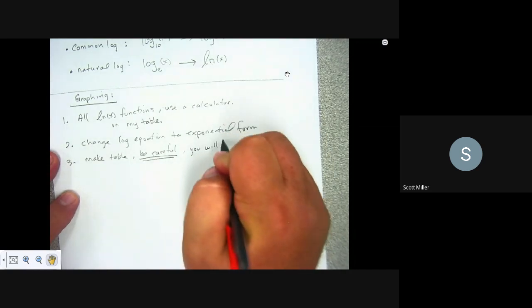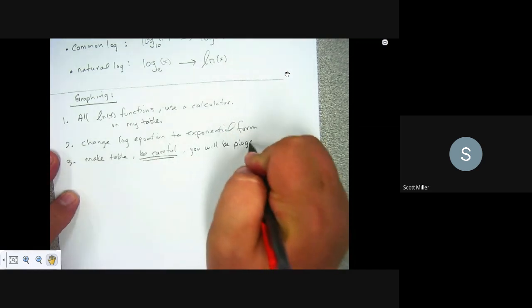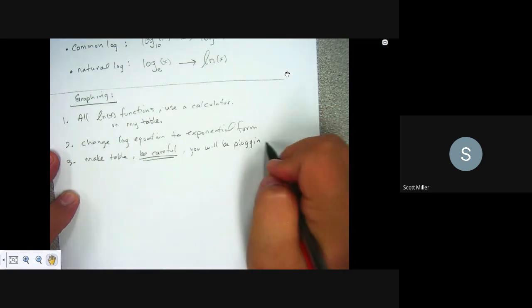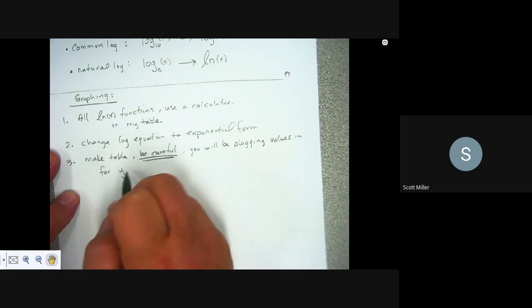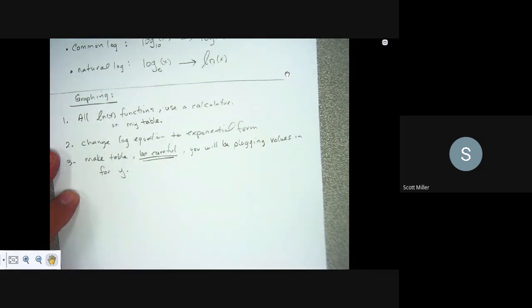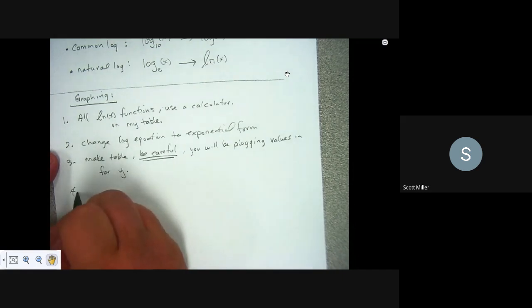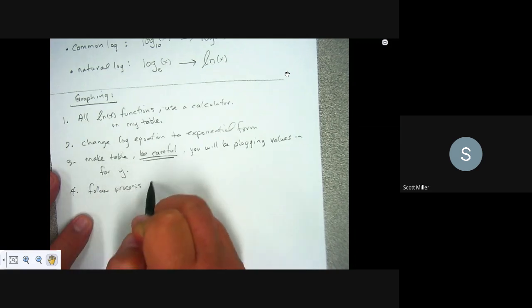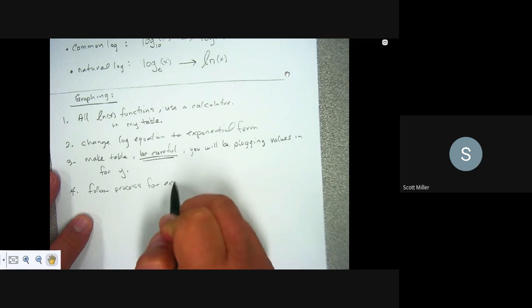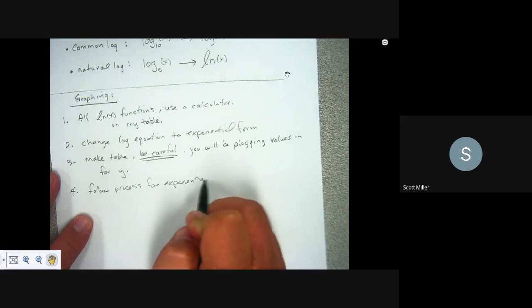You will be plugging numbers in for Y. And again, I'll show you some examples in an example thing. Follow the process for exponential graphing.